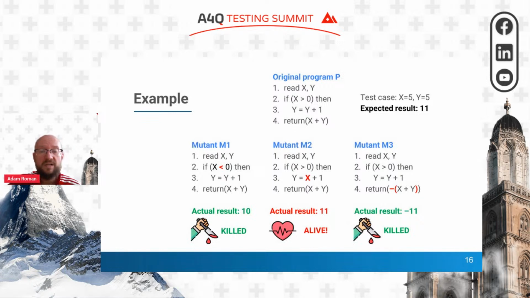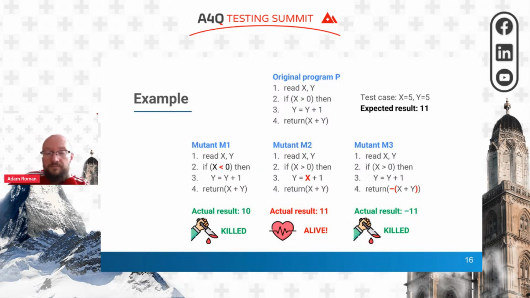And now let's say we have a test case with x equal to 5 and y equal to 5. It's easy to see that the expected result should be 11. Now when we look at the results for all these three mutants, for M1 the result is 10. For M3, the result is minus 11. So these are not equal to 11, so they are killed. We detected some problems. So our test case was able to detect these mutants.